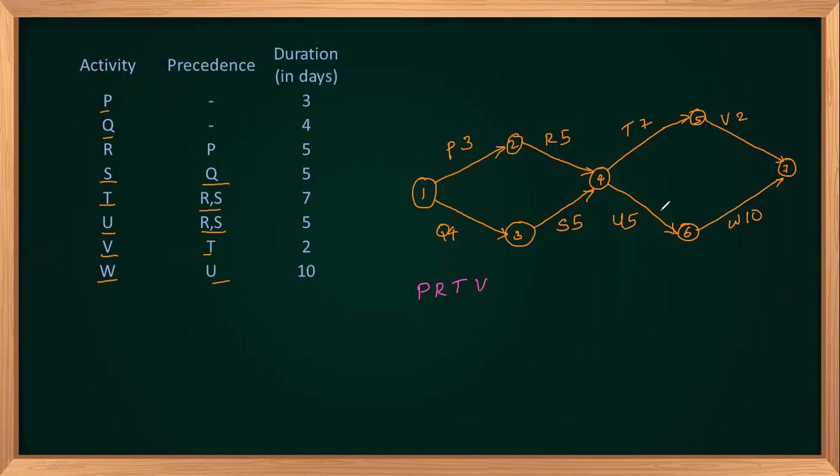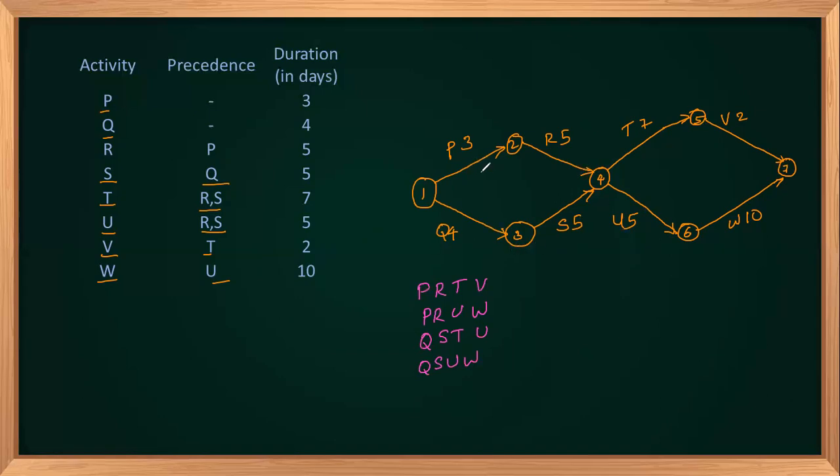Another one is P, R, U, W. Another one is Q, S, T, V. And also it is Q, S, U, W. Is there any other path possible? I think no. There are only 4 paths which are possible.